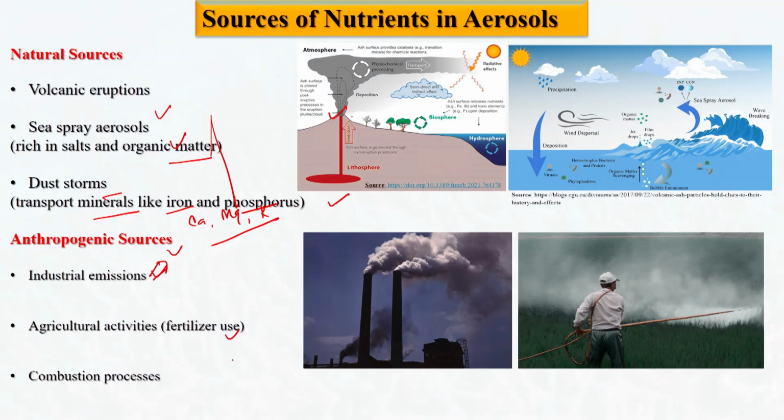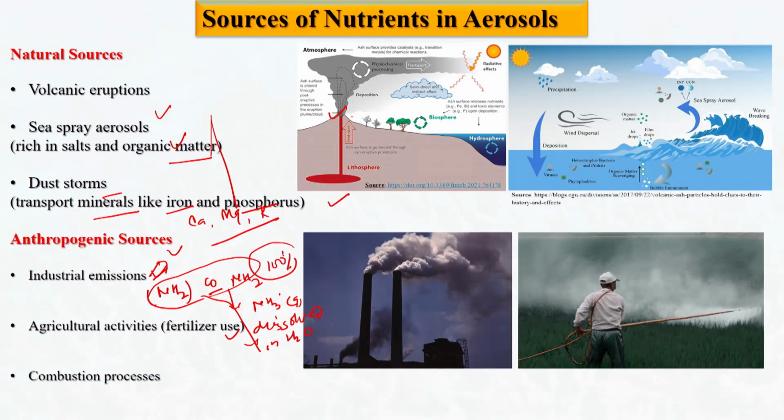Then we have agricultural fertilizers. For example, we use urea, which is NH2CONH2. This CO means carbon and oxygen, not cobalt. From here it will produce ammonia gas. And if this urea is dissolved in water, what will happen? Plants will not take 100% of urea.